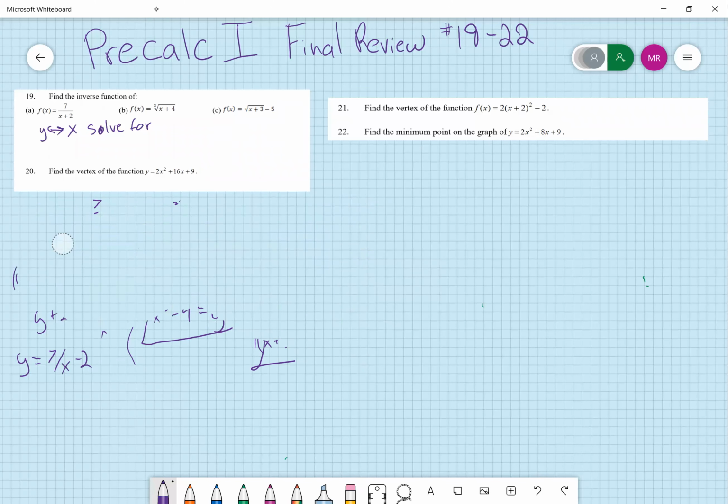So again, there's a process of putting the inverse function into the original. And if you get x out, then it's a true inverse.